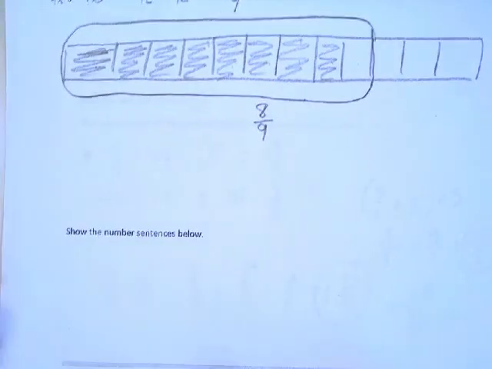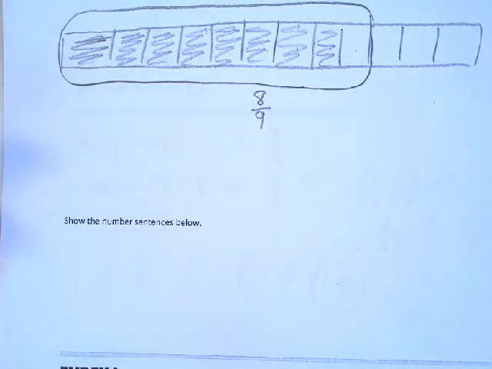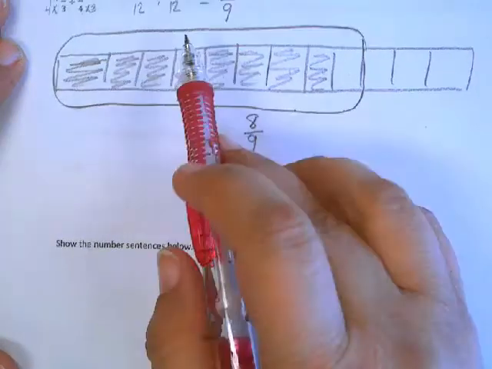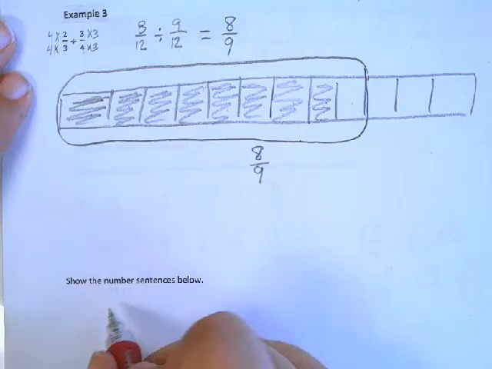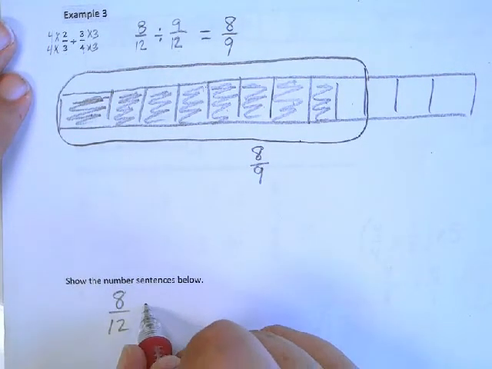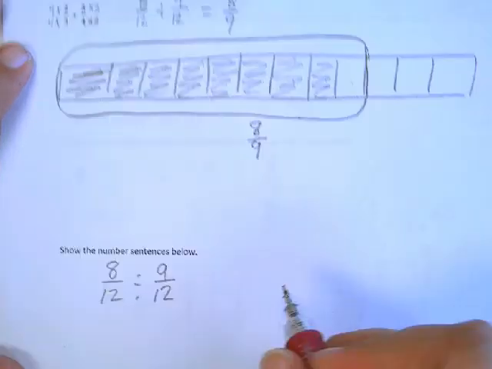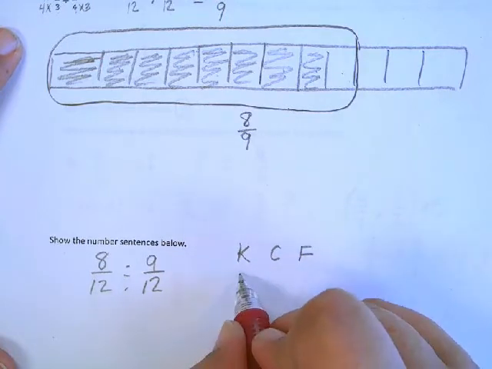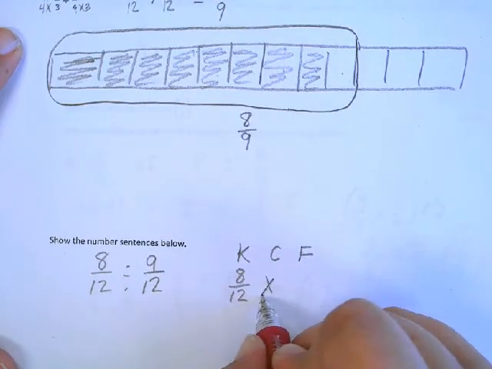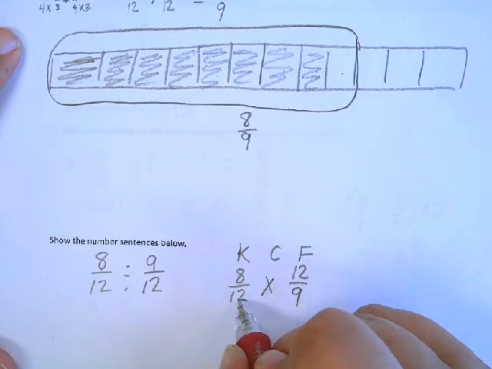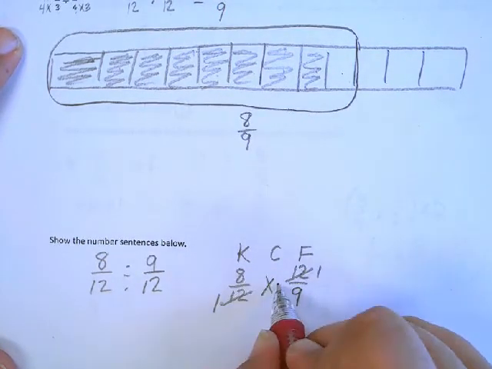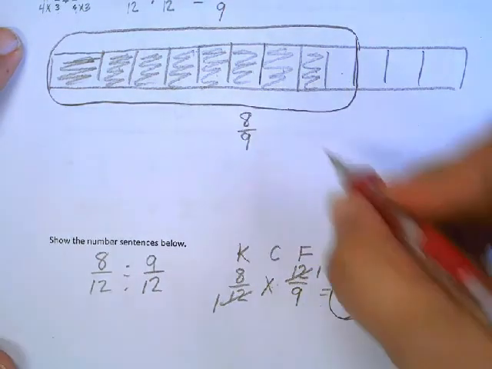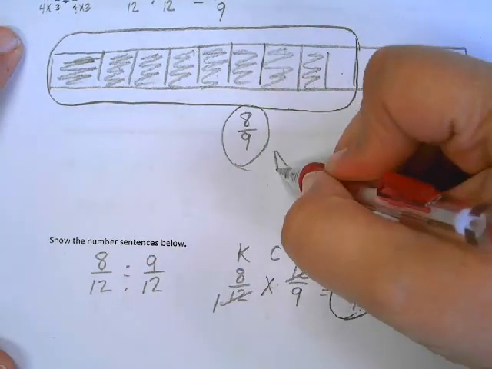So now I'm going to show that work on the bottom. And I'm going to go back to the problem that I had rewritten here. So it was 8/12 divided by 9/12. And then I can do my keep, change, flip. So I have 8/12 times 12/9. I can cross cancel. So 8 times 1 is 8. 1 times 9 is 9. And again, my two answers match.